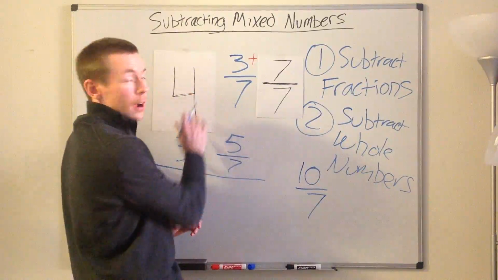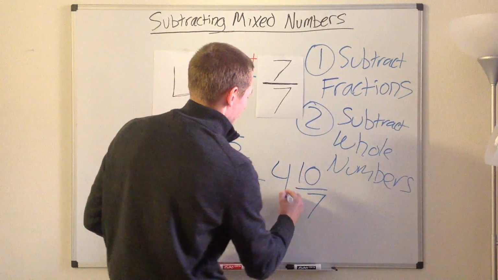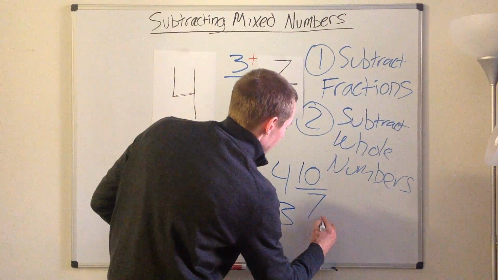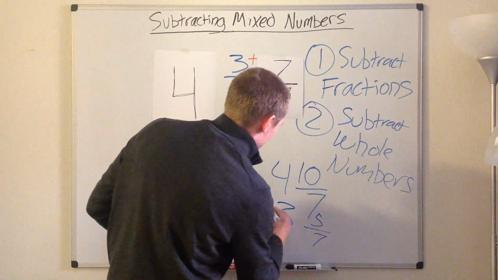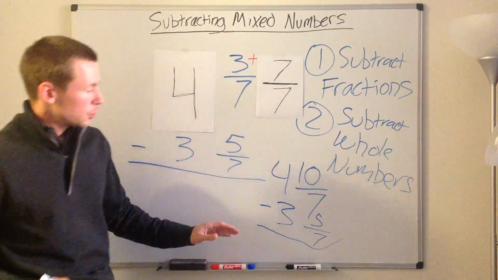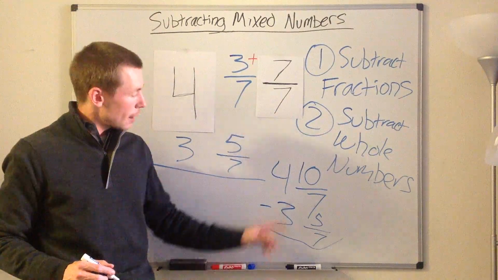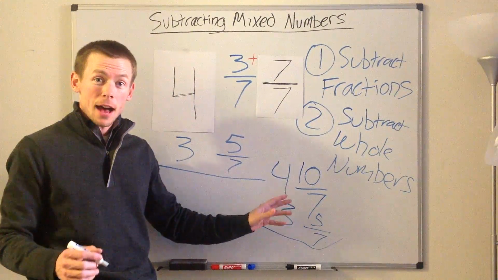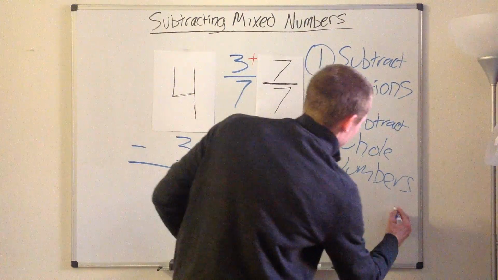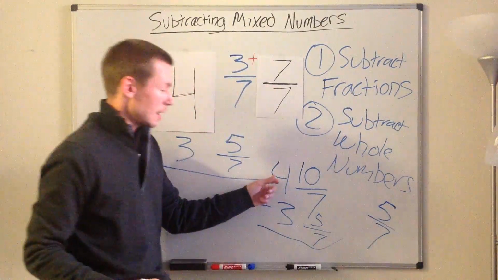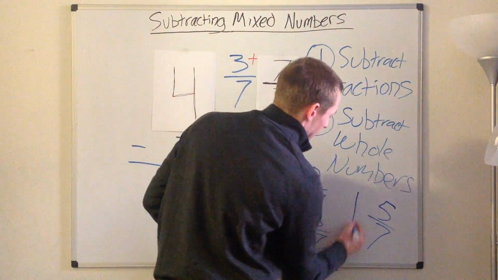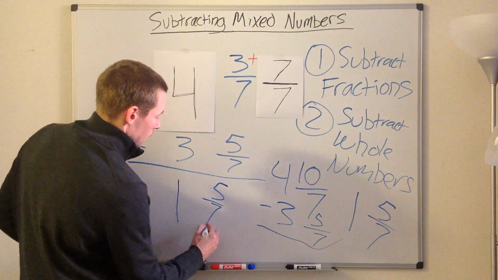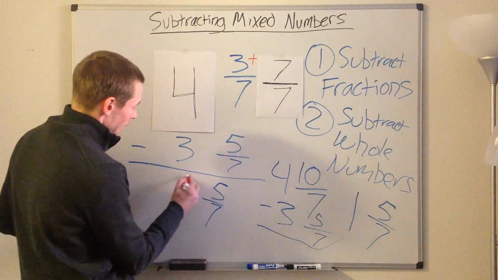And then over here, I have my 4 now. Okay? And now down here, I still have my 3 5/7. But now what you notice is I can now go ahead and subtract because 10 is bigger than 5. So 10 minus 5 is 5. And then now 4 minus 3 is 1. So my answer is 1 5/7.